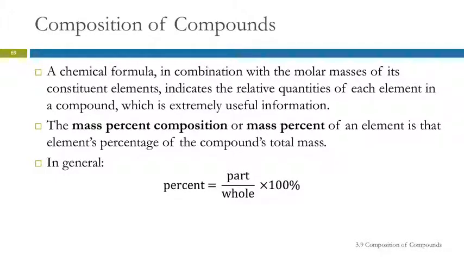So chemical formulas tell us how many atoms of each element are in either a formula unit or a molecule. We can also get some other information from the formula, things like a mass percent, sometimes called a mass percent composition. That tells us how much of this compound's mass is from a single element. This follows the general idea of percent, which is the part that you're interested in divided by the whole thing, multiplied by 100 to make it a percentage.